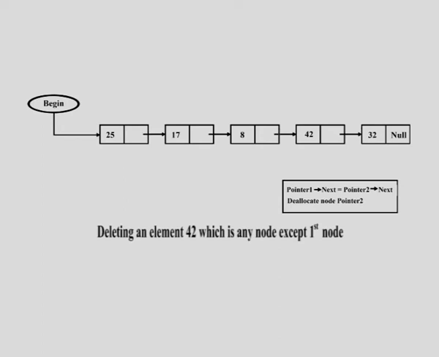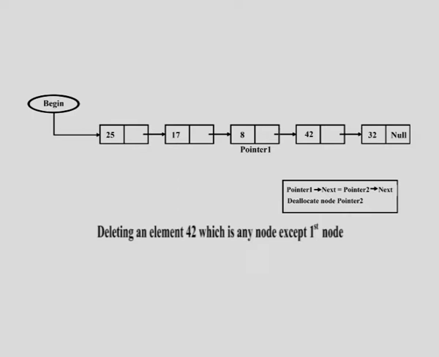To understand the concept, look at this figure. Here is the linked list with 5 nodes, and suppose we want to delete the node containing element 42. Here it is the 4th node. To delete node 42, we traverse the linked list to find the address of node 8, which is preceding the node 42, and address of node 42. Here the address of node 8 is pointer 1 and address of desired node 42 is pointer 2.